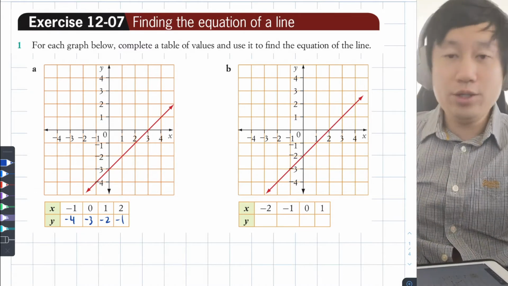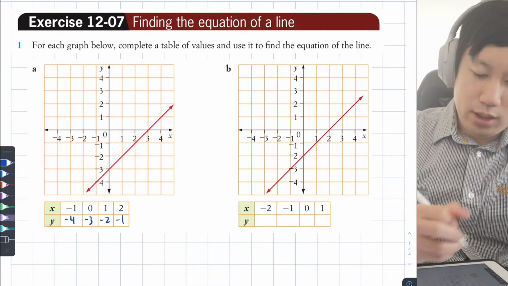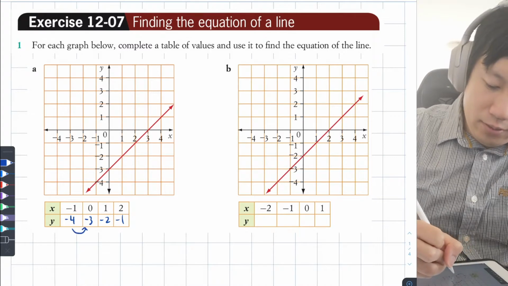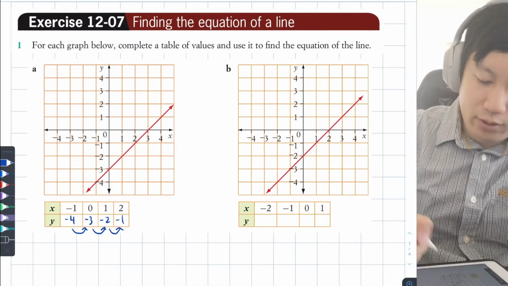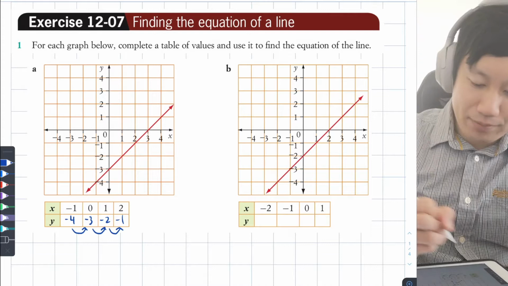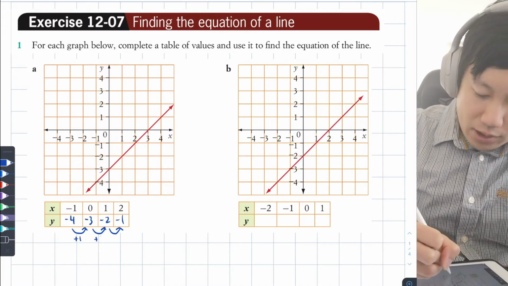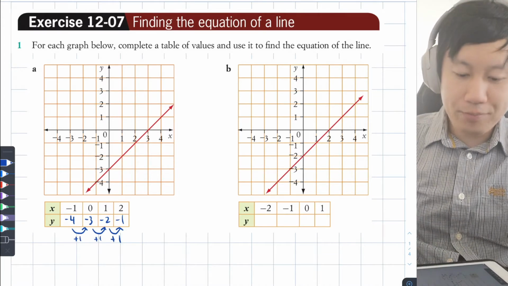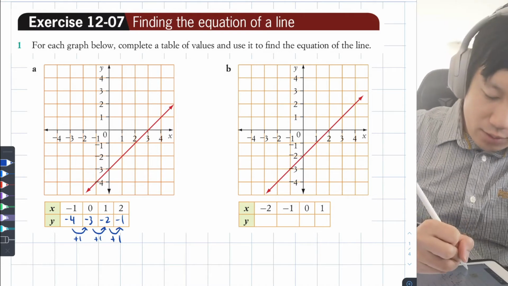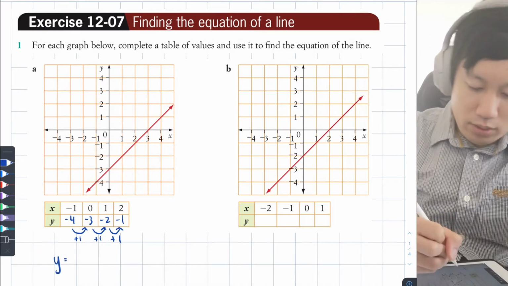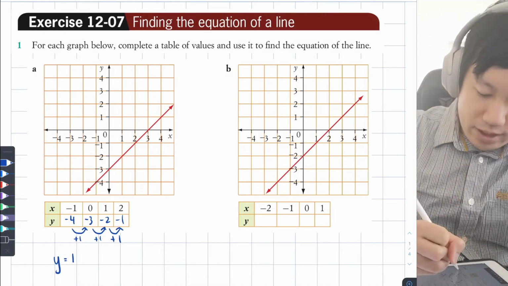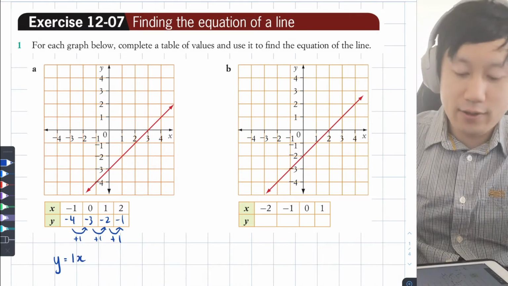Now once we've got our table of values ready, what we've got to do is find out how much my y value is increasing by. It is obviously increasing by 1. And what you start off with is y equals that number 1, written before x. So it's y equals 1x.